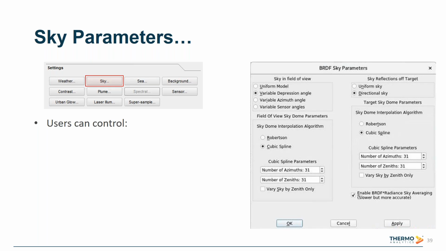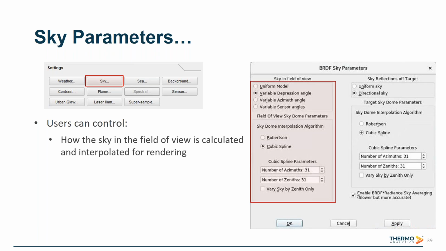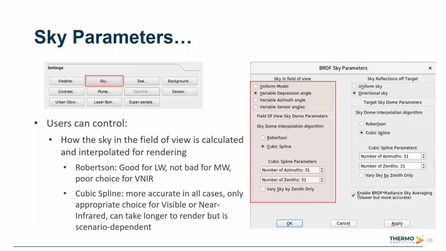After configuring the weather to fit your simulation needs, the sky itself can be customized further. Users are able to control how the sky in the field of view is calculated and interpolated for rendering. Two sky dome interpolation algorithms can be chosen between. Robertson, which is good for long wave but poor for visible through near infrared, or cubic spline, which is more accurate in all cases and is the only appropriate choice for visible or near infrared, but may take longer to render.